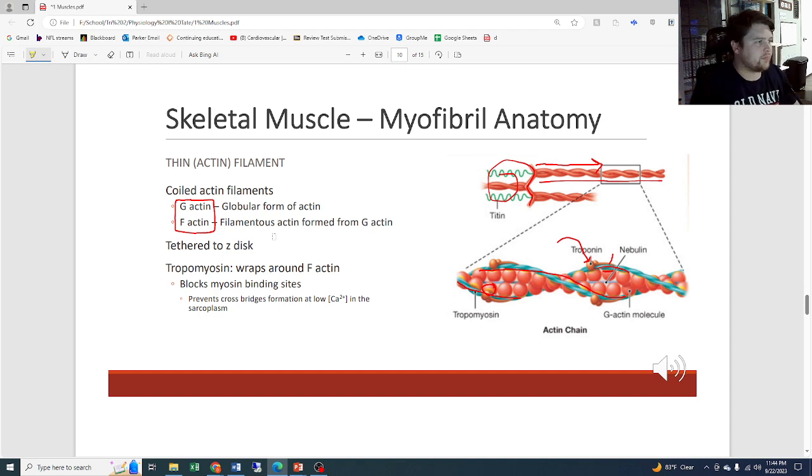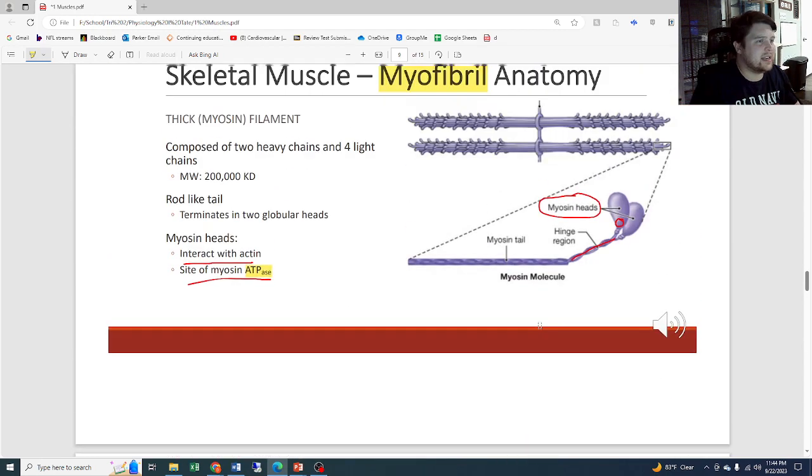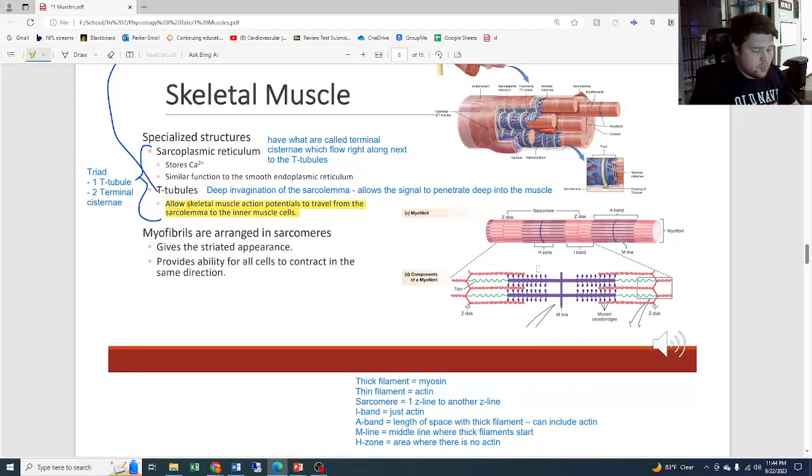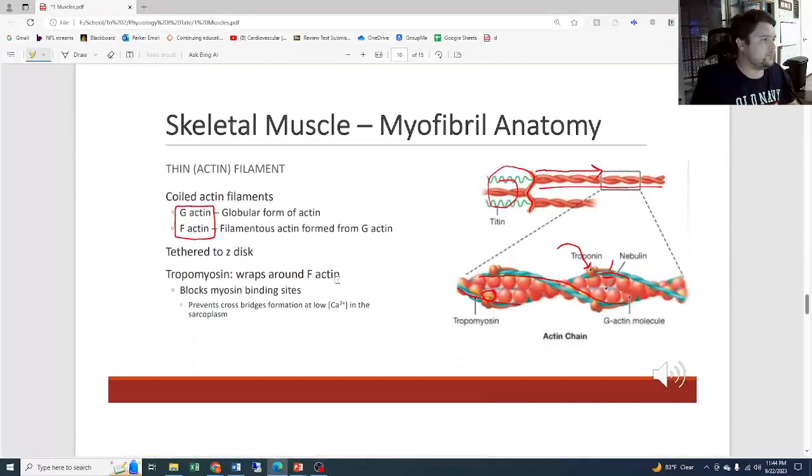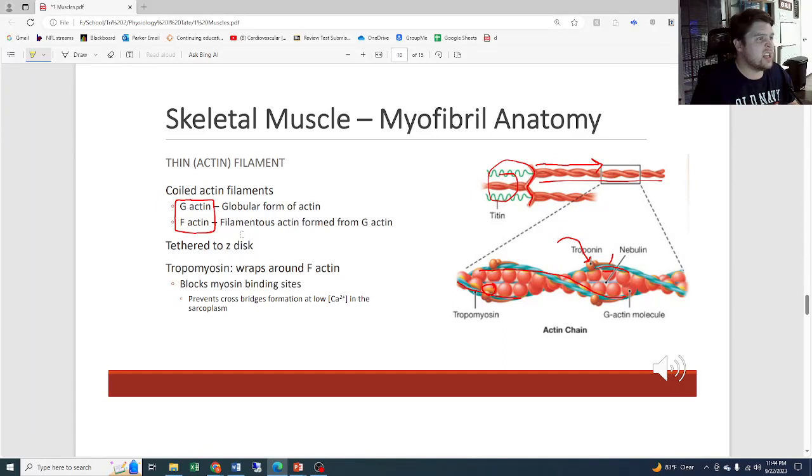The actin is going to be tethered or linked to something called a Z disc. So what we're talking about, all of this, we're talking about that myofibril inside of a sarcomere. A Z disc separates each of these individual sarcomeres. So the actin is going to be tethered to a Z disc.